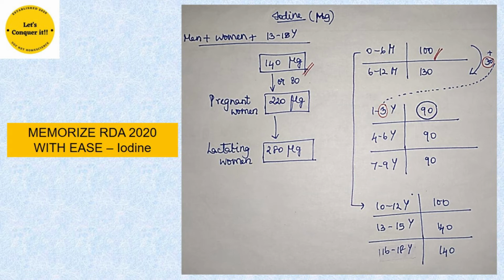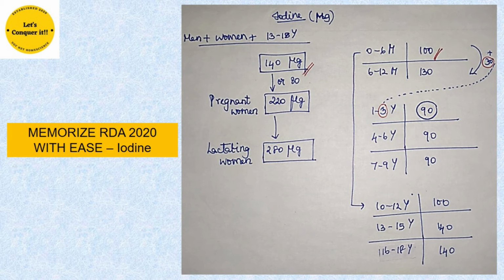Now, from this 220, since we have already minused 80, just take that 8. Now, what we are going to do is replace the 1, 2 by 8. So, it becomes 280. This 280 is the iodine requirement of a lactating woman. Now, I told you we are going to remember two values in case of iodine. The first value, which we have already remembered using the cretinism point, is 220 for pregnant women.